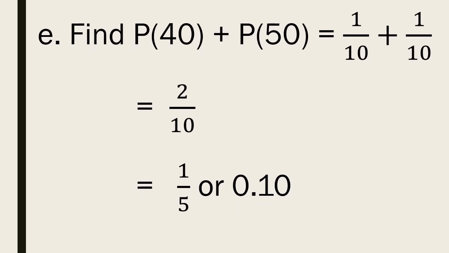For letter E, we are going to find the probability of 40 plus probability of 50. So that is 1 over 10 plus 1 over 10. So the answer is 2 over 10 or it is 1 over 5 or 0.10.